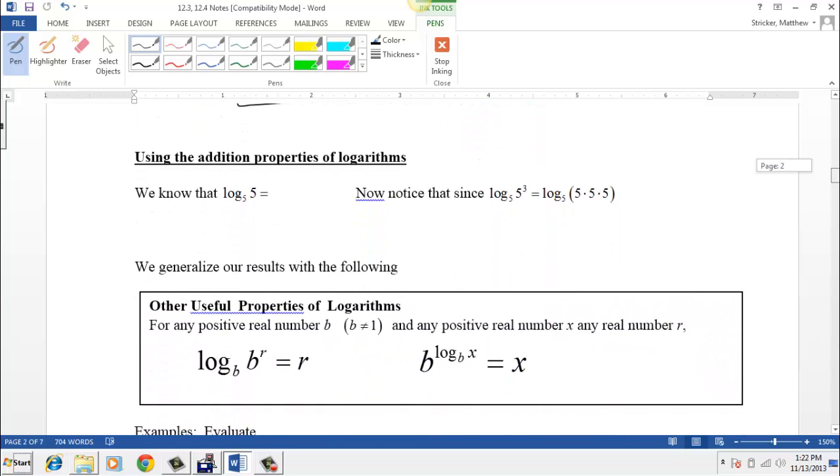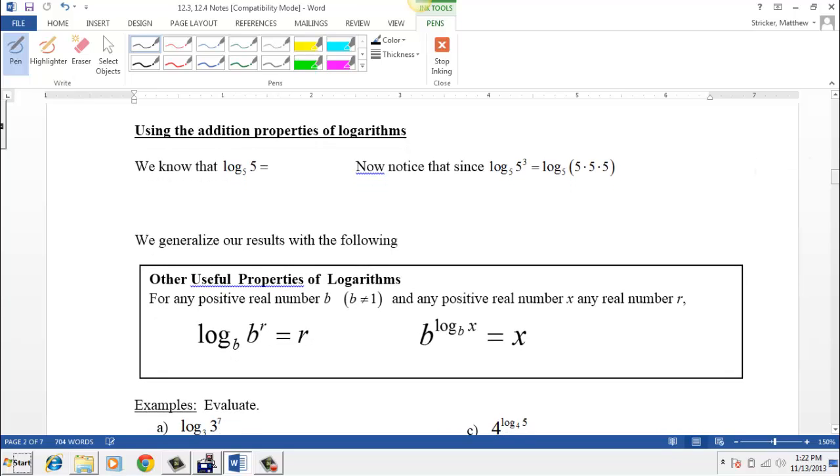So let's see if we can come up with some more properties using what we've learned so far. We know that log base 5 of 5 is equal to 1 because you have to raise 5 to the first power to get 5. 5 to the first power equals 5. Well, let's use that fact with what we have over here.